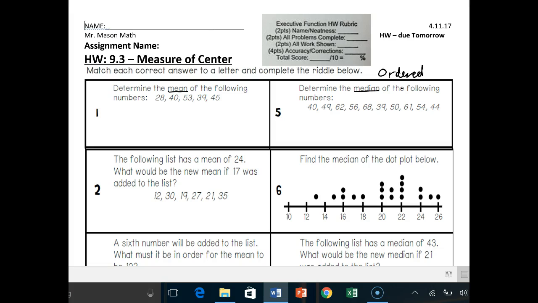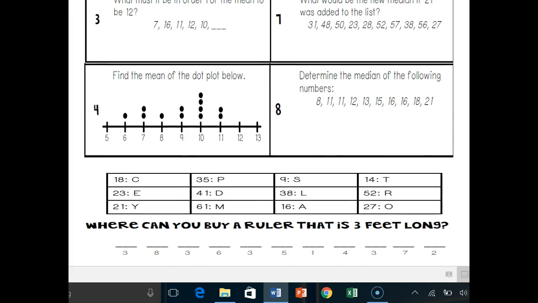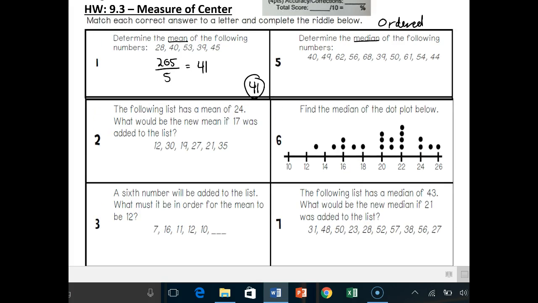So I'll do number 1 and number 5 for you. Number 1, I just add them up, divide by how many they are. If I add those up, I'll get 205. I'll divide by 5 because there are 5 numbers, and I will get my answer of 41. So I'll put 41 over here in the corner, circle it. I'll go down here, I'll look for the answer that says 41, and in that case it is D. So I'll cross off D, and anywhere where I see a 1, I'll put a D. All right, and then I'll say D equals 41.